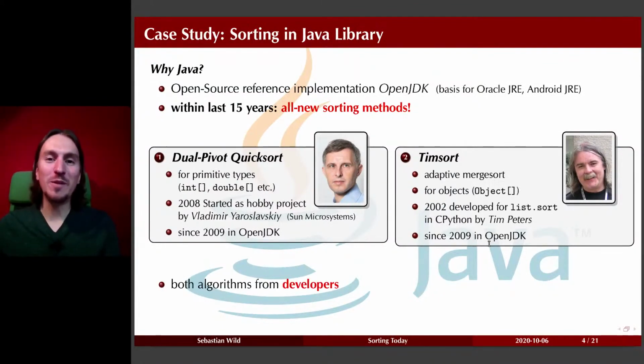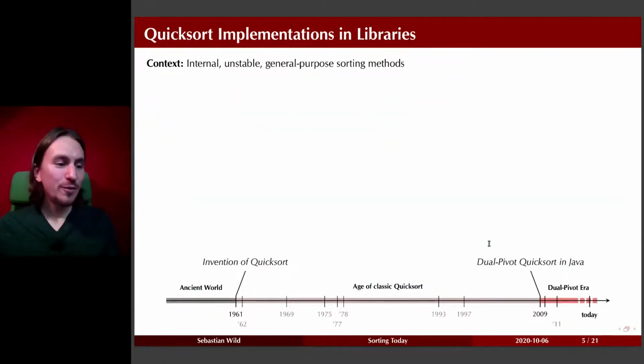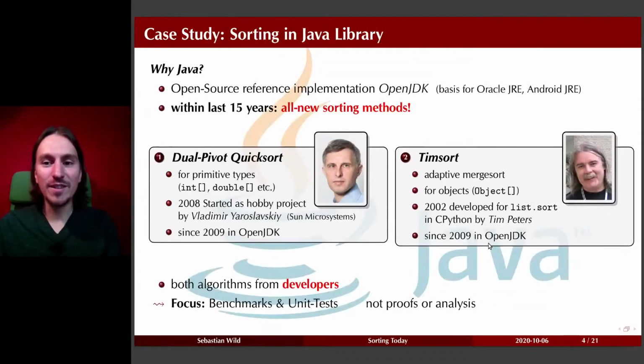Both methods were developed by developers, by which I mean practitioners, programmers who are focused on getting a specific task done. They were both, in a sense, motivated by weaknesses in the existing library. But the focus in both cases clearly was to get these methods fast on benchmarks and have unit tests for correctness. Not so much the mathematical approaches that I care about. I want to give a very brief history of Quicksort in libraries, essentially to put this within the last 15 years into context.